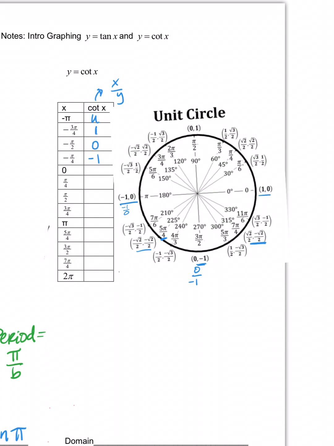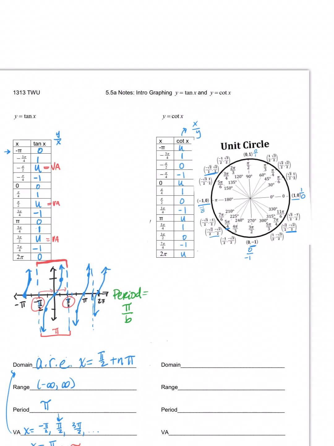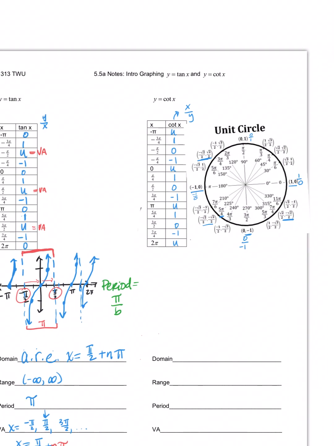At 0, it's x over y. So now we have our undefined, so there's a vertical asymptote. Pi over 4, it's still 1. Pi over 2, x over y, 0 over 1 is 0. 3 pi over 4, it'll still be negative 1. And at pi, we're undefined, and you can see that we're going to continue on in our pattern. Now, very similar, and it's just the inverses of what we did on tangent, if you notice that.